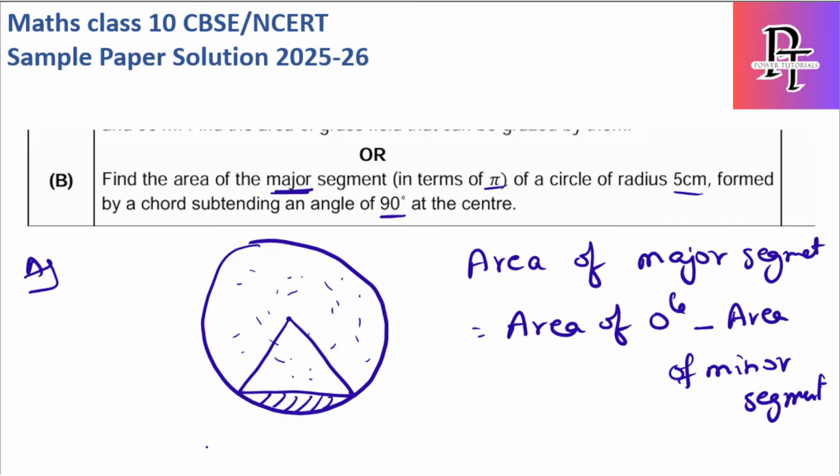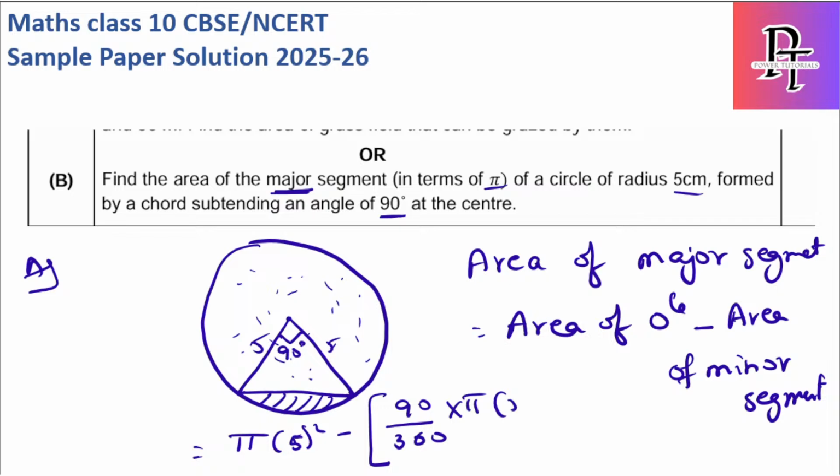Okay, so what is the area of the total circle? Pi r square. So pi r square, where the radius I mentioned as 5, square, minus the area of the minor segment. The area of the minor segment is again the area of the sector minus the area of the triangle. The area of the sector is theta by 360. What is theta here? 90. So it is 90 by 360 into pi, again r square, so 5 square, minus the area of the triangle.